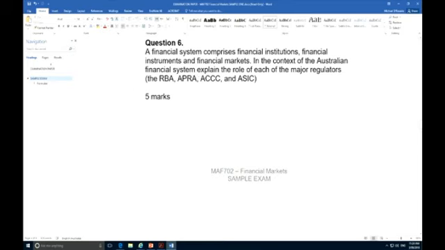Okay, so this question asks you about regulation, the financial system regulators, and I'll concede it is a challenging theory question if you're unfamiliar with our markets, without a shadow of a doubt. Okay, if you are, probably not terribly difficult. So the key thing here is making sure that you do that revision. So the RBA, APRA, the ACCC, and ASIC, in the context of our financial system, explain the role of each of the major regulators. So the Reserve Bank of Australia, okay, has 2 key roles. Okay? It implements monetary policy, and it moderates the payment system.